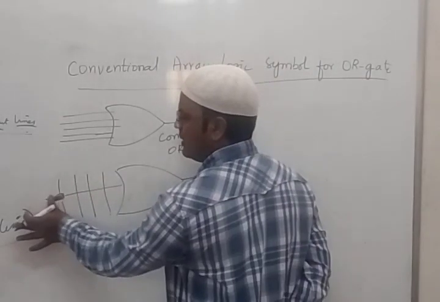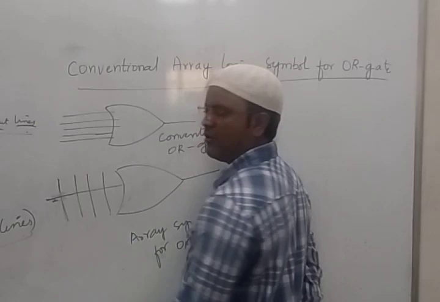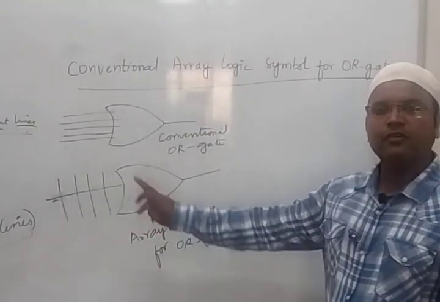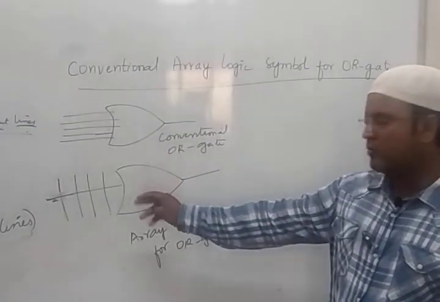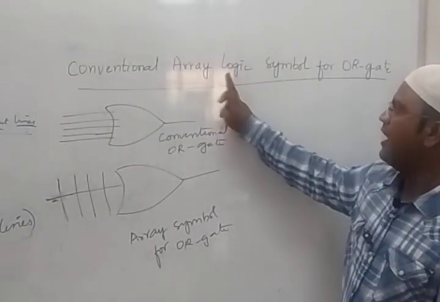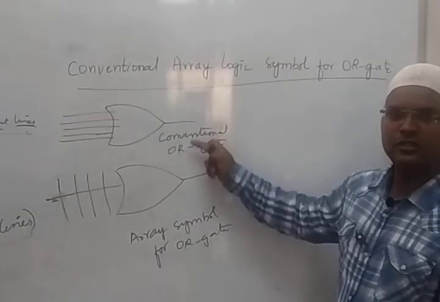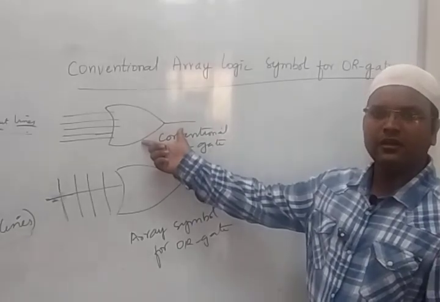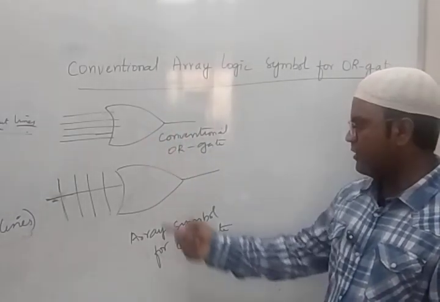If they don't have any particular connection, we will only mention it and put a cross mark over there. That indicates it's an array. Array means having n number of input values passed to a single input; then it is called an array logic symbol. These two symbols you should be familiar with. These are what we use in normal designing. In memory element designing we go for these array symbols.